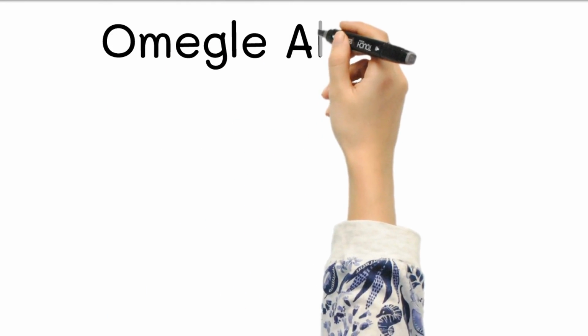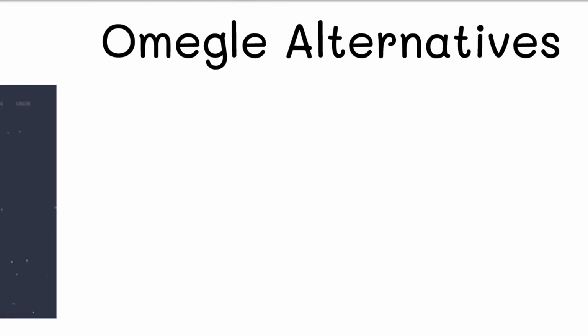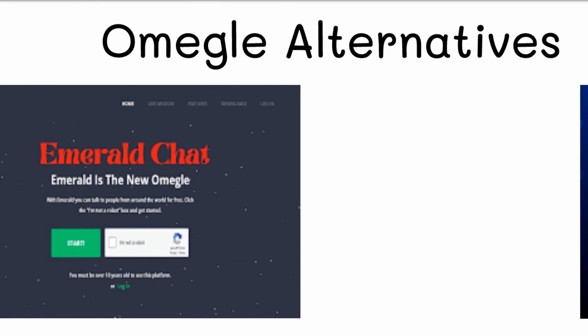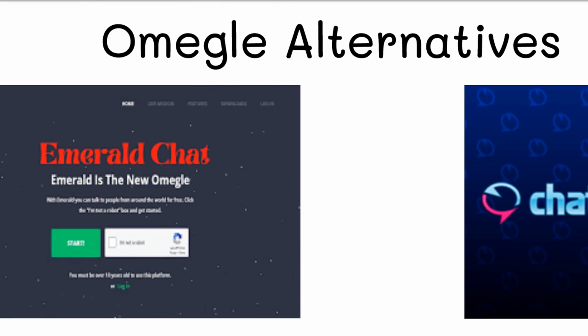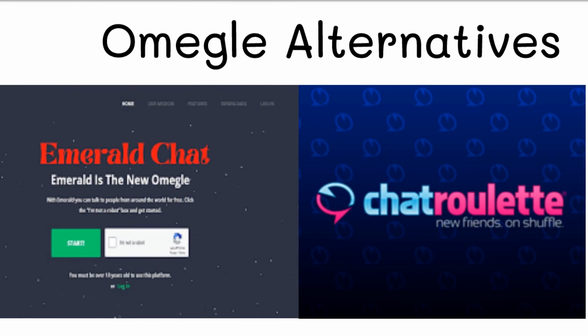So now talking about the alternatives, guys, that you can try apart from Omegle. I think there are two basic alternatives out there, Immortal Chat and Chatroulette. But I think they are just kind of alternatives. They are not the real one. I think Omegle is the best website for random chatting on the globe. So you should definitely try this website.